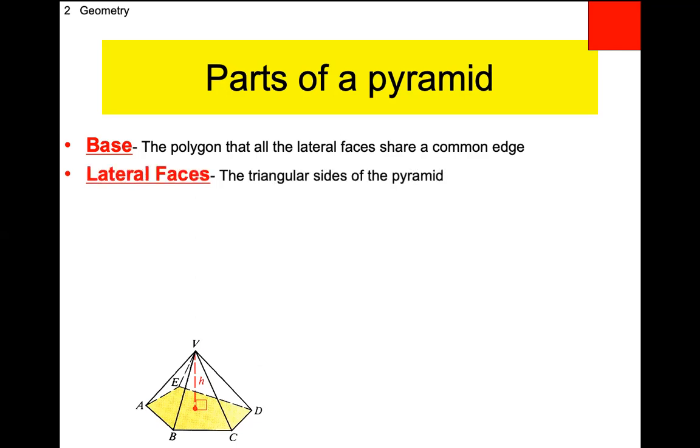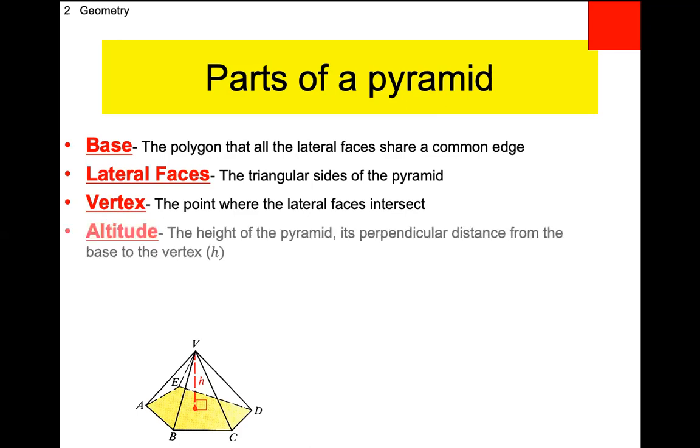The second one are the sides. Just like in the prism, we call them lateral faces. And the key thing to remember here is that they will always, always, always be triangles, lateral faces, the triangular sides of the pyramid. Where the triangles meet at the very top, we call the vertex. That makes sense. Where the triangles come together, where they all intersect, is that one point there at the very top called the vertex.